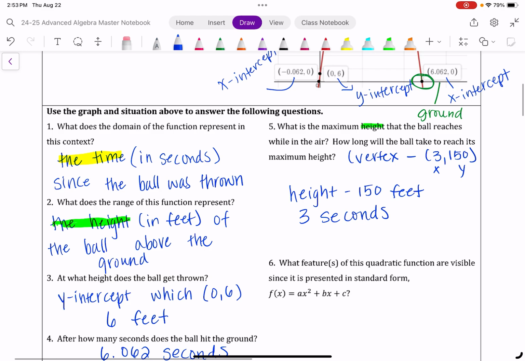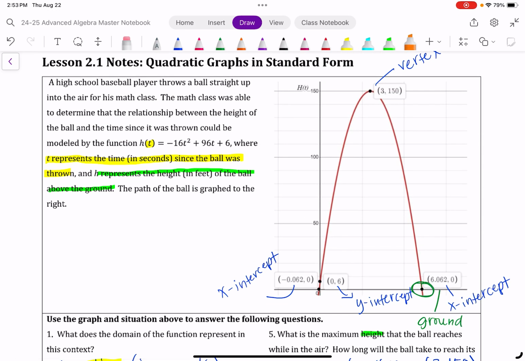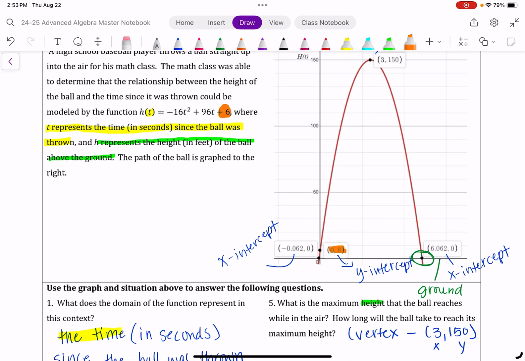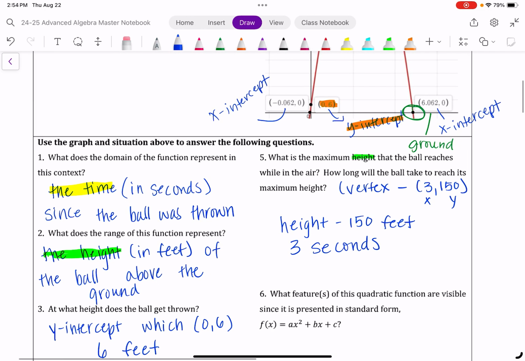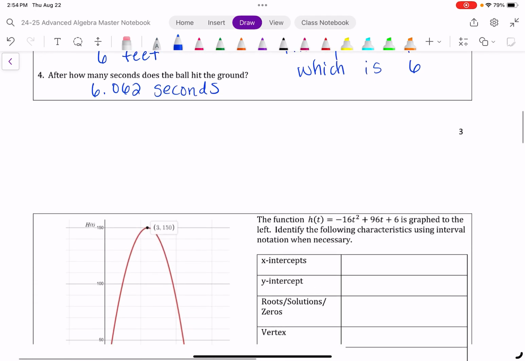And it says, what feature of this quadratic function is visible since it is graphed in standard form? Well, when you graph it in standard form, if we come back up here and look, we will notice we get the number 6. And if we look, (0, 6) is right there. That is our y-intercept, which is 6. All right, if you will turn to the next page, please.